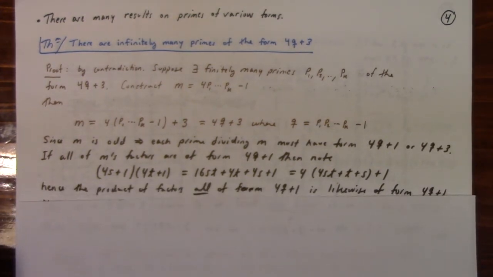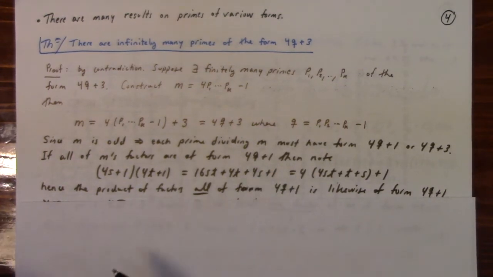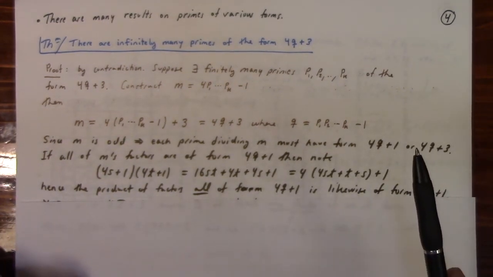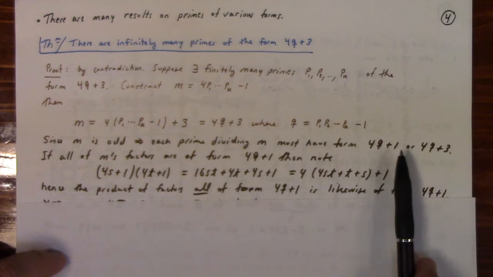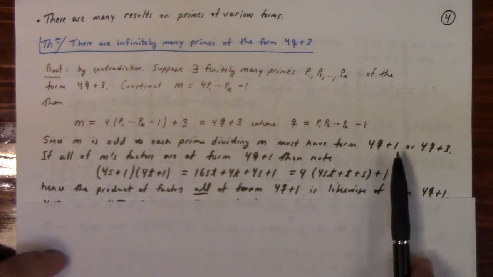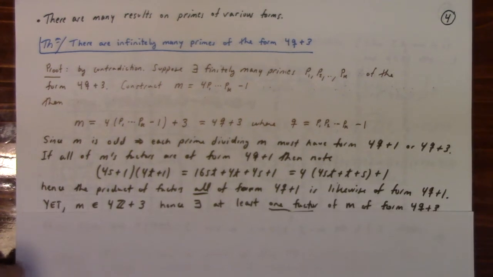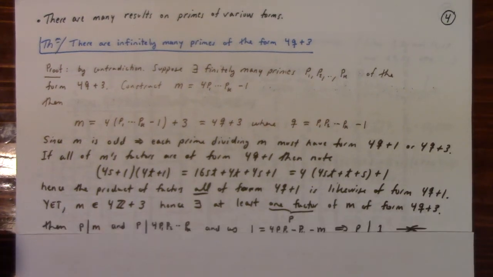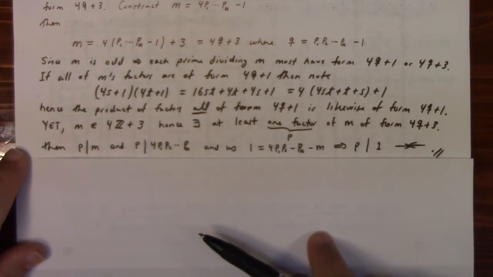So it cannot be the case that all of the factors in my m have the form 4q plus 1, because otherwise if I multiply them all together, I would get another number of the form 4q plus 1. And as we just explained, m is of the form 4q plus 3. And these are distinct categories. These are partitions. The odd numbers can be partitioned into these two disjoint classes. Anyway, so it must be the case that there's at least one factor of the form 4q plus 3.